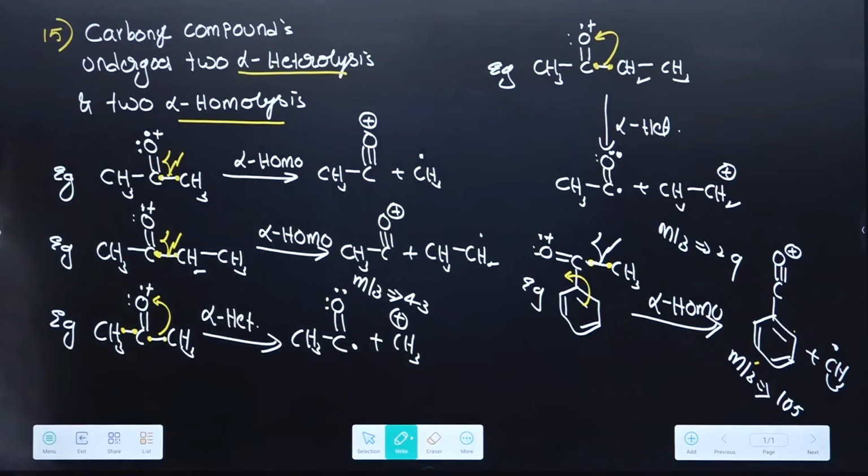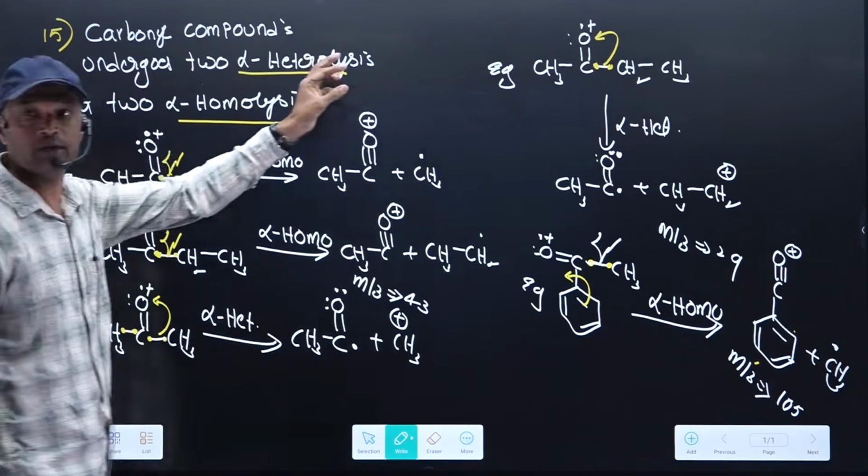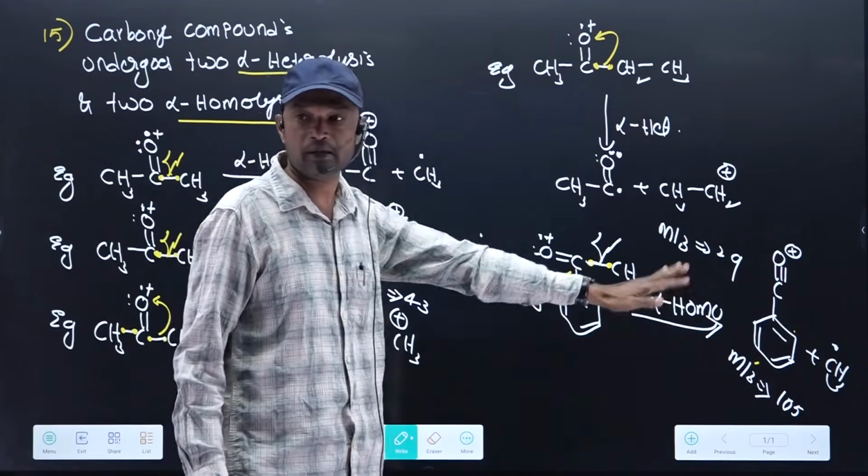So this is the most important characteristic fragmentation of carbonyl compounds. If a carbonyl compound is given anywhere, this is the characteristic fragmentation.